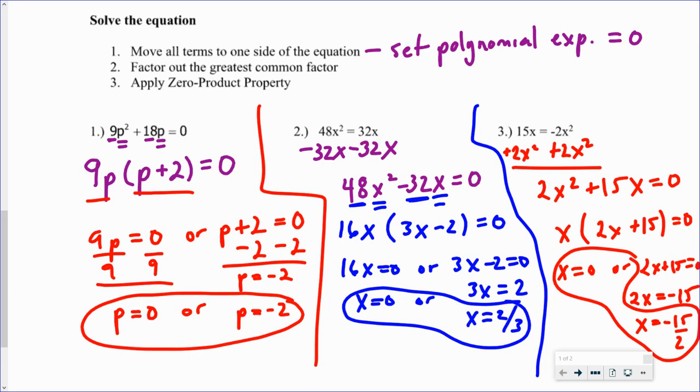You could take a decimal approximation of that. I wouldn't write it as a mixed fraction. I would either leave it as this improper fraction or take a decimal approximation.